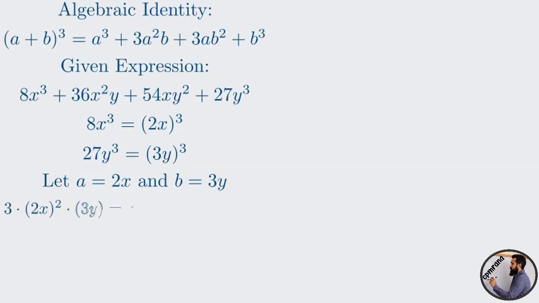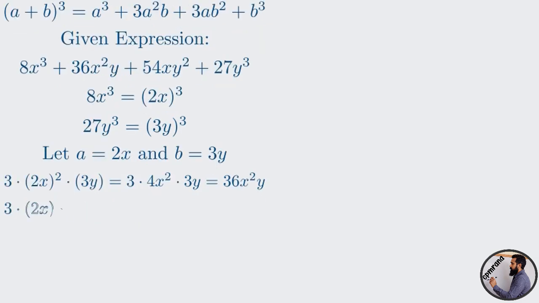The second term should be 3 times a squared times b. 3 times (2x) squared times 3y gives us exactly 36x squared y. And the third term, 3 times a times b squared, becomes 3 times 2x times (3y) squared, which is 54xy squared. It is a perfect match.